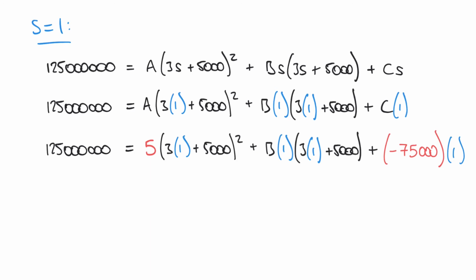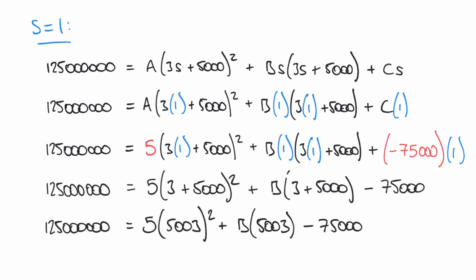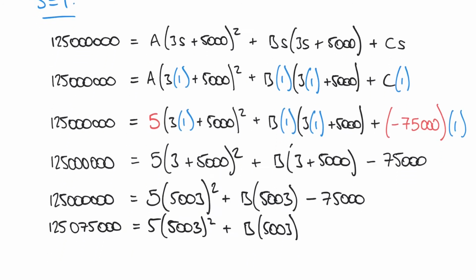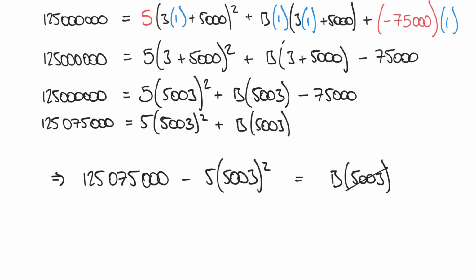And that immediately simplifies a little bit because we're just multiplying things by 1. Then we can simplify some more because we don't have S terms in these brackets anymore. So 3 plus 5,000 is 5,003. And so we have something that looks like this. And we can add 75,000 to both sides because we have minus 75,000 here. Adding 75,000 to both sides, we have something that now looks like this. And all I'm going to do here is subtract 5 times 5003 squared from both sides to get that B term by itself, and then divide both sides by 5003.